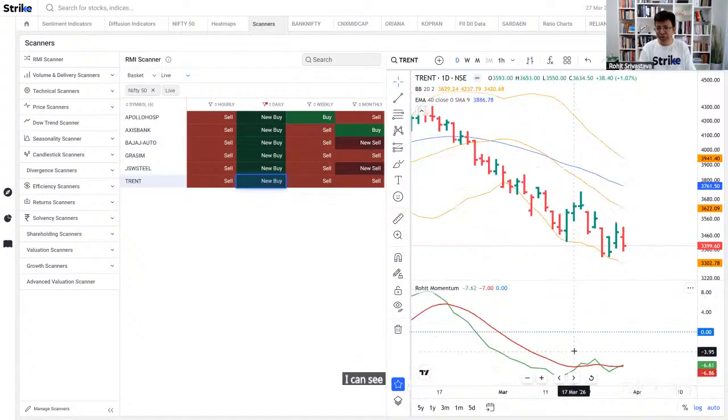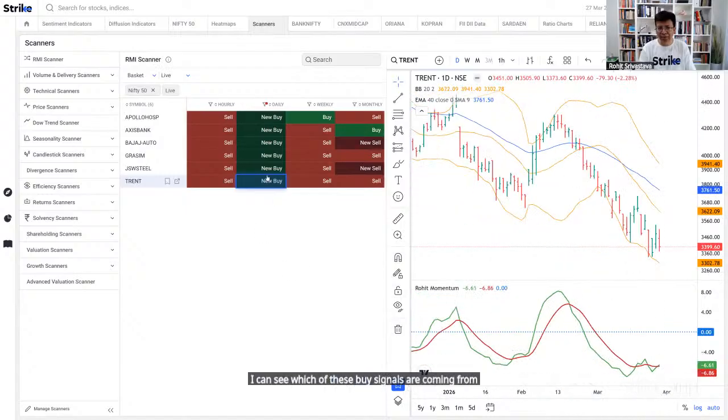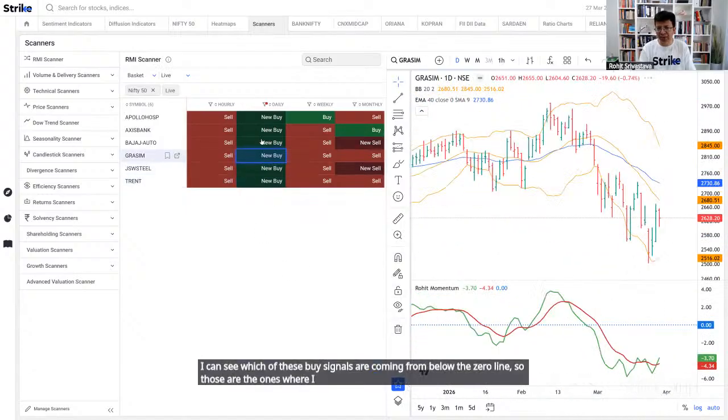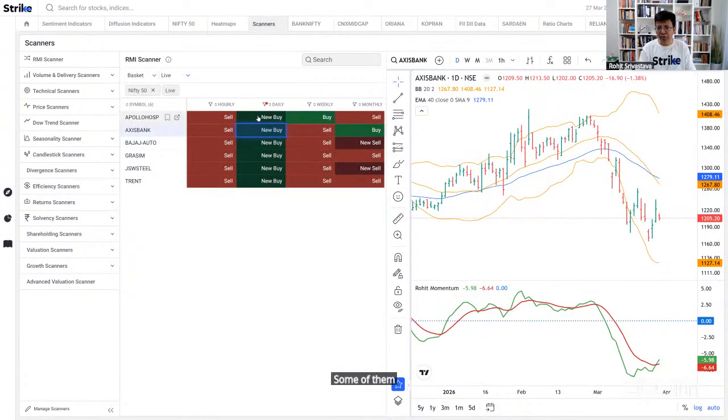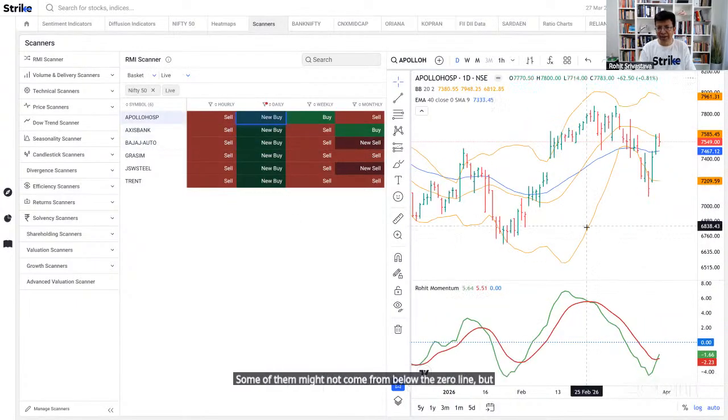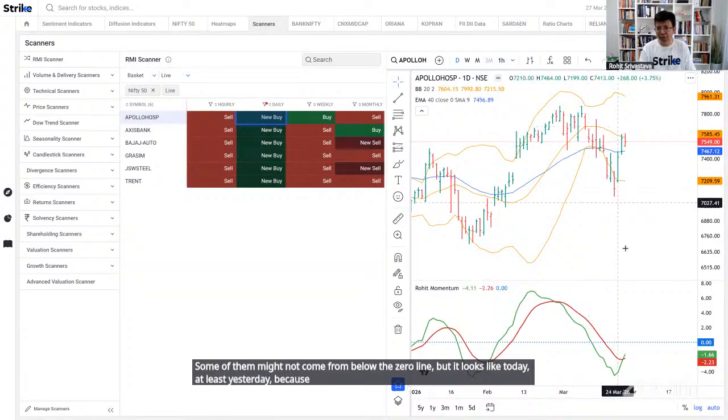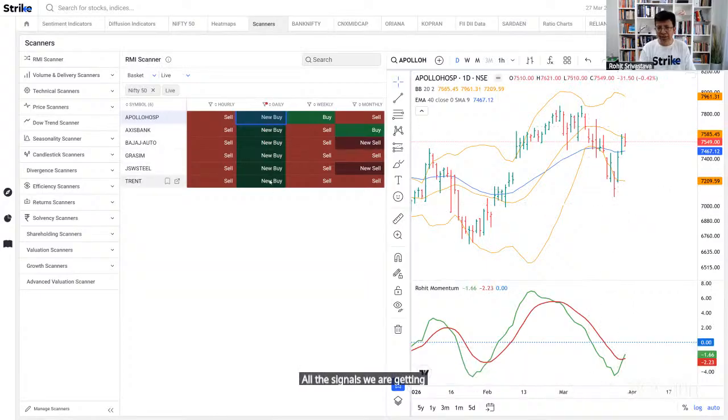I can see which of these buy signals are coming from below the zero line. So those are the ones where I might want to actually execute. Some of them might not come from below the zero line, but it looks like today, at least yesterday, because markets have fallen quite a bit, all the signals we are getting here are after green has gone below zero.